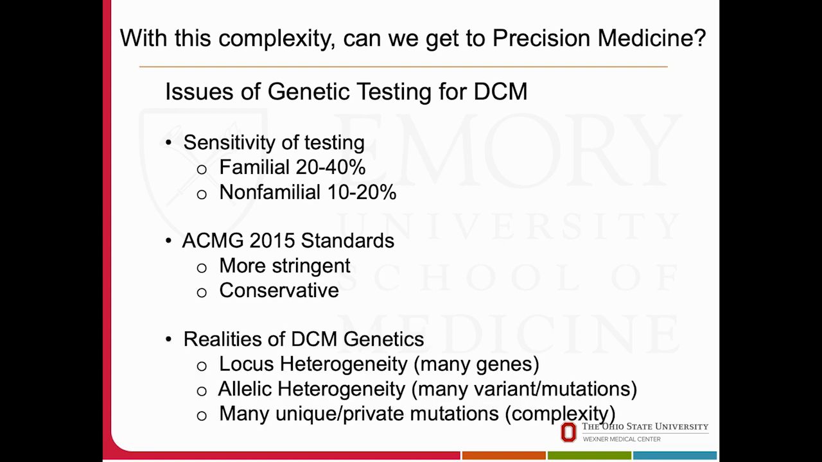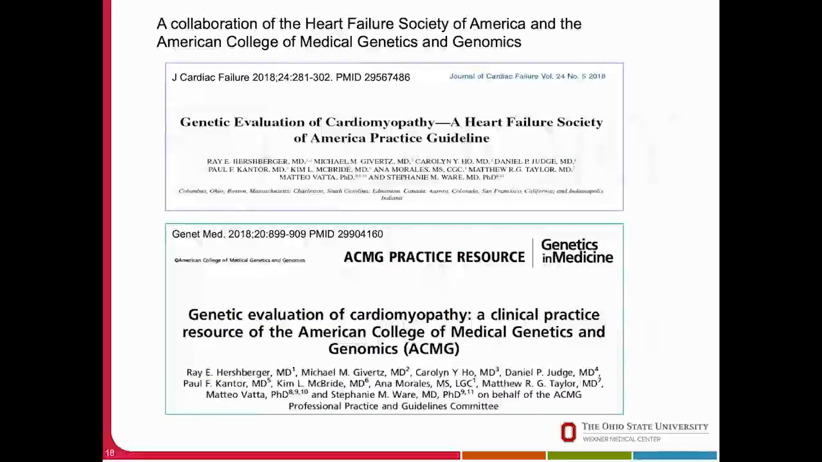And then the realities of DCM genetics: locus heterogeneity, many genes, as I've shown you. Within those genes, allelic heterogeneity, many different mutations across those genes can cause DCM, which just makes it complicated. And then this complexity of unique or private mutations. So you might find something you've never seen before. There's no evidence out there. You call it a VUS because there hasn't been a previous report.